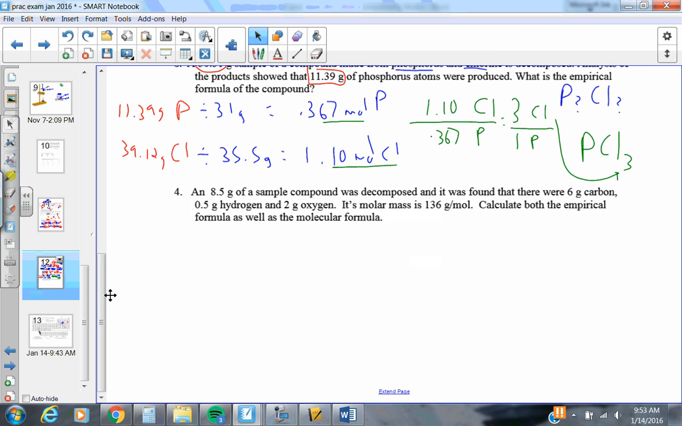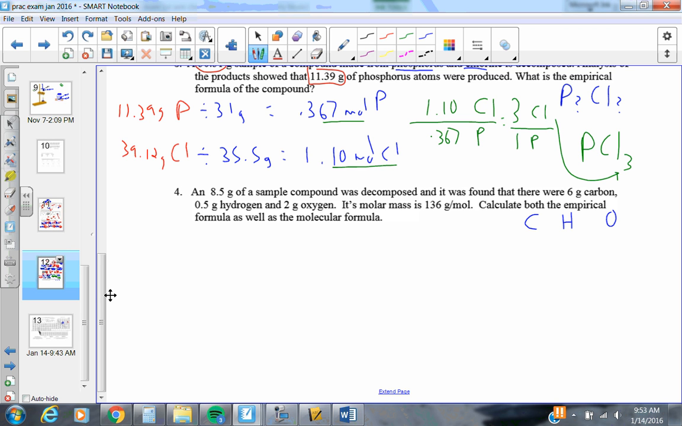The next one's both an empirical and a molecular, but the same idea. What am I trying to figure out? Carbons, hydrogens, and oxygens. So over here I can write down 6 grams carbon, 0.5 grams hydrogen, 2 grams oxygen. Divided by its molar mass. Carbon weighs 12 according to the periodic table. Hydrogen weighs 1. Oxygen weighs 16.